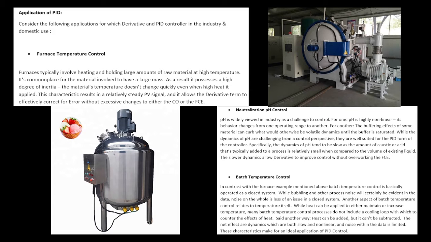Other aspects of batch temperature control relate to temperature itself. While heat can be applied to either maintain or increase temperature, many batch temperature control processes do not include a cooling loop with which to counter the effect of heat. Said another way, heat can be added but it can't be subtracted. The net effect is dynamics which are both slow and nonlinear, and noise within the data is limited.